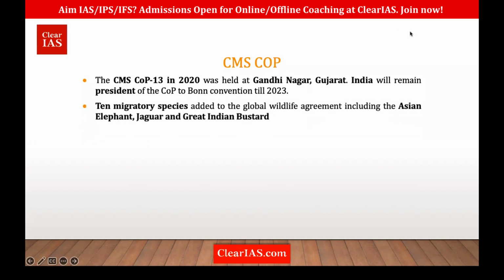And what were the initiatives taken by India when they hosted the COP? An additional 10 migratory species were added to the conservation program of CMS. And of these 10, the three important species from India which were added were the Asian elephant, jaguar, and great Indian bustard. So these three species were added in the 13th COP in Gandhinagar.